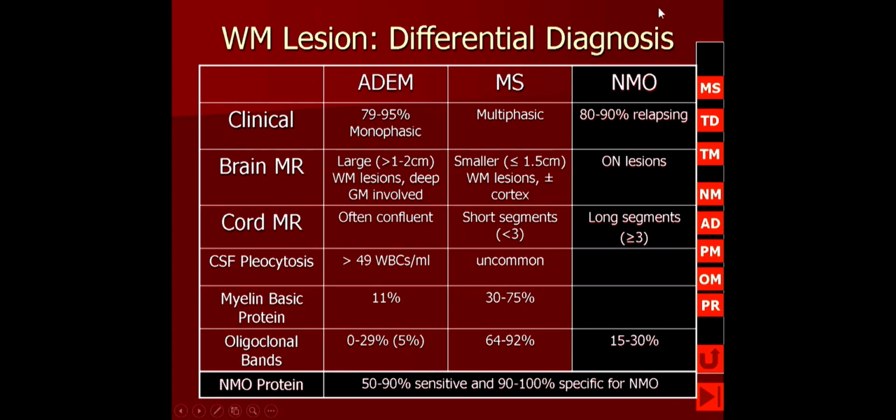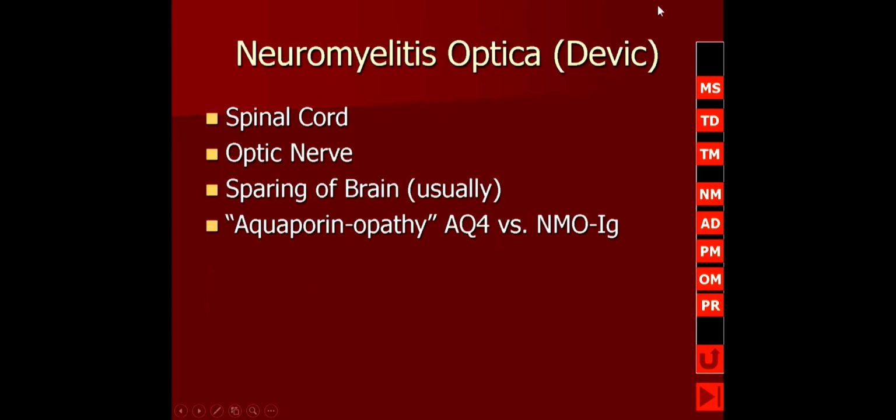And people say that the prognosis and the therapy are slightly different than for MS. So these patients have spinal cord and optic nerve involvement. They have relative sparing of the brain, but they may have involvement of the brain, which can confuse things clinically as well as on imaging.